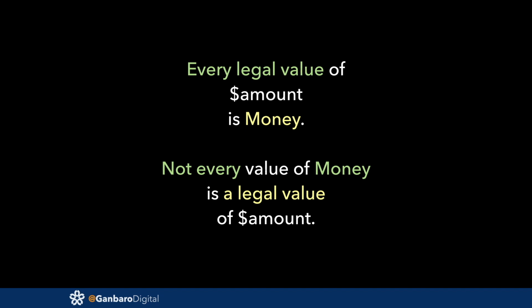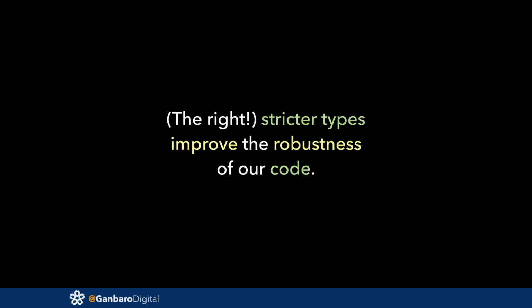It's absolutely the case that the amount of money to tax is always money. But here's the thing. Not every money is an amount we want to tax for our shopping cart. The context matters, because we've got that constraint about not accepting negative amounts of money. So what we're doing here is making stricter types to make our code more robust. But you can't just use any old stricter type. You've got to use a type that's strict enough.